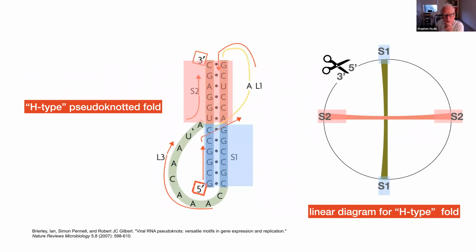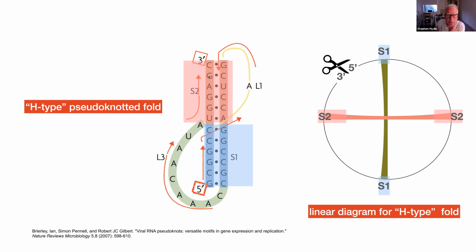So here's a pseudo-knotted fold, a cartoon again. We start at 5', where's it gone? 5 primed, then you move. Where is it? I'm lost. I've lost the orientation myself. I can't see the picture.